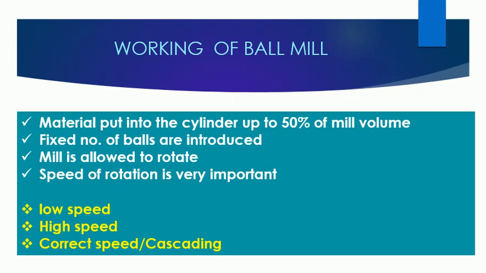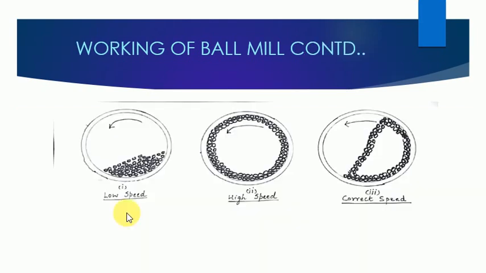To understand the working of ball mill at low, high and correct speed, we will have to see its diagram. So in the next slide, we are going to see the diagram. At low speed, the balls roll over each other and attrition will be the predominant mode of size reduction. The use of small balls is recommended at low speed. This mode of attrition is used for wet grinding of dyes, pigments and insecticides.